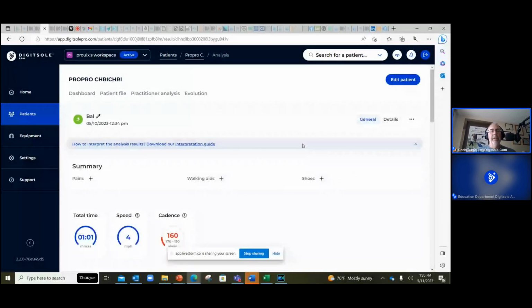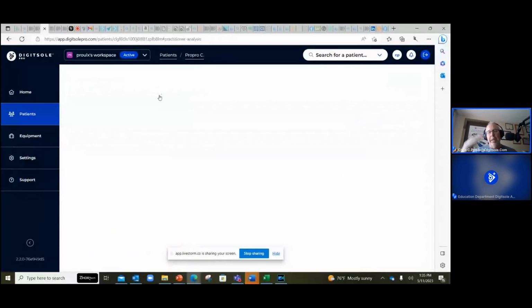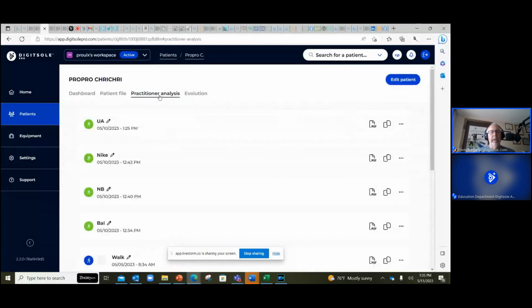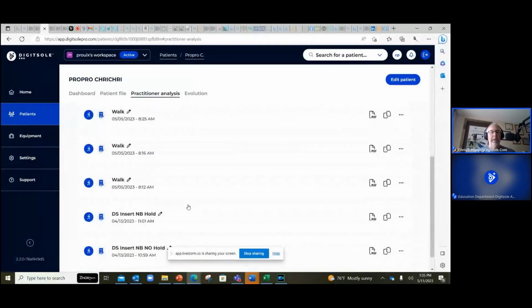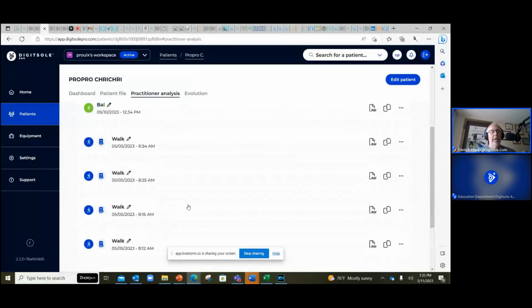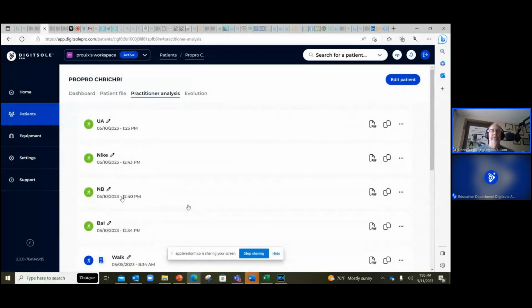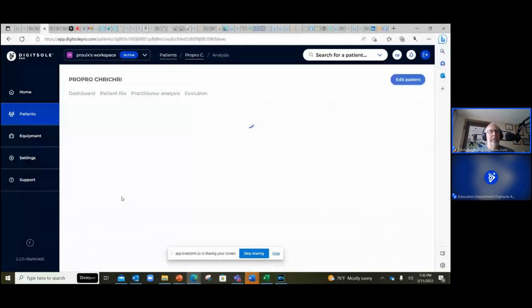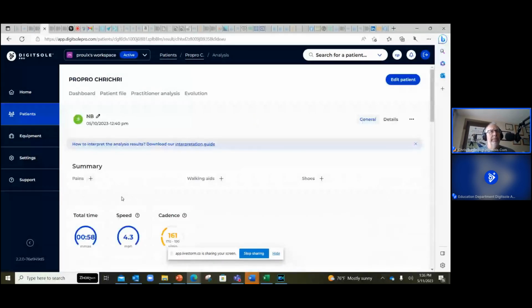So click up here, practitioner analysis, and this brings you back to the list of events, and you can see that it's populated a bunch of them. So I'm going to go to the next one. This is the New Balance. That was the black shoe with sort of that yellow orange. These are the low profile.